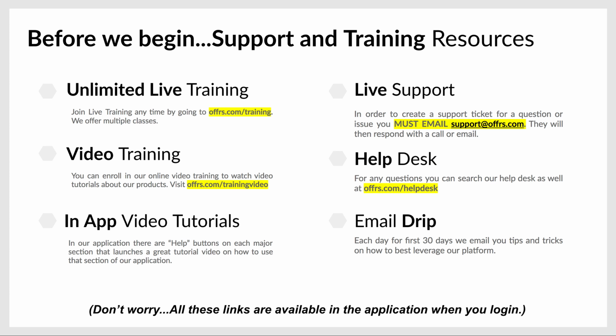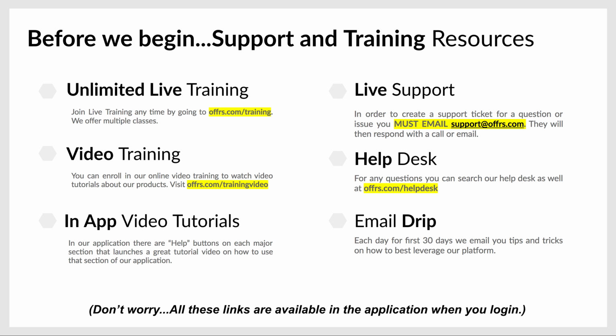Before we begin, I want to make sure that you're aware that there's numerous channels for gaining support and training. Unlimited live training, so what you're attending now is what we call live training. You can attend these sessions as many times as you'd like. Anybody on your team can attend it at no cost. You can register at any point in time on offers.com/training and sign up for any one of our classes. We also offer video training where you can sign up at offers.com/training video and watch videos at your own leisure. And also within the application itself, anytime that you click on a help button, we offer a video tutorial about that specific section, which can be very useful and helpful as you're guiding through the application itself.